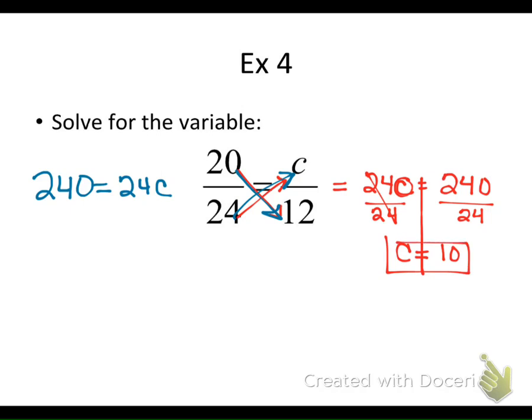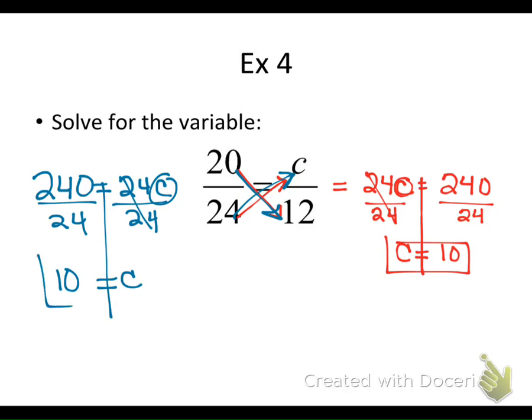So if you cross multiplied with the 20 first, you're going to get the same thing, except it will look like this. It means the exact same thing. Okay? Does not matter.